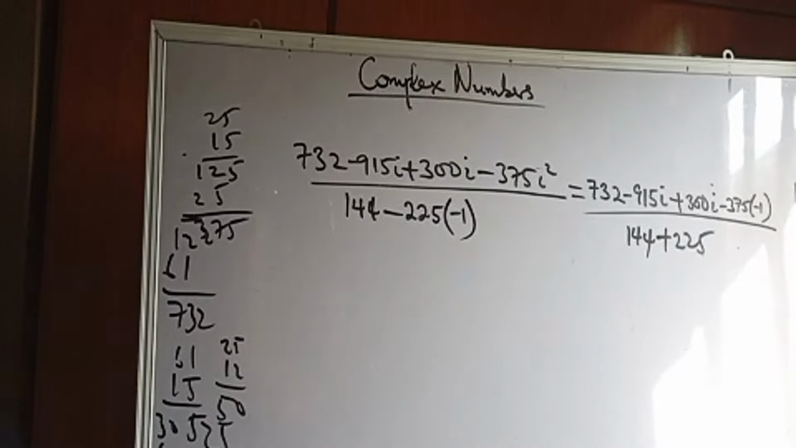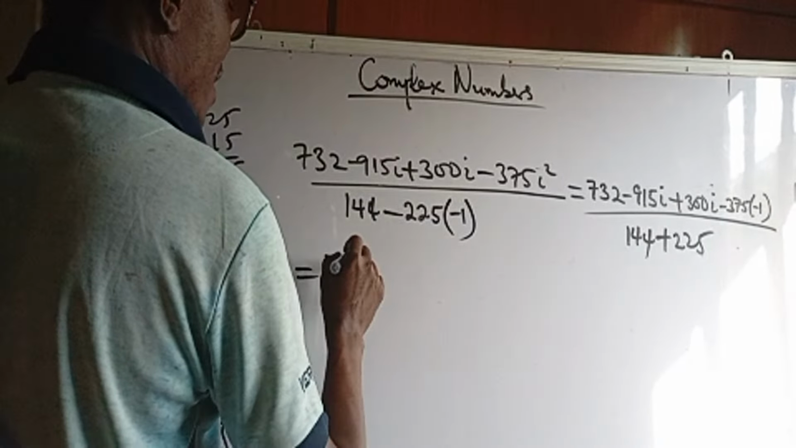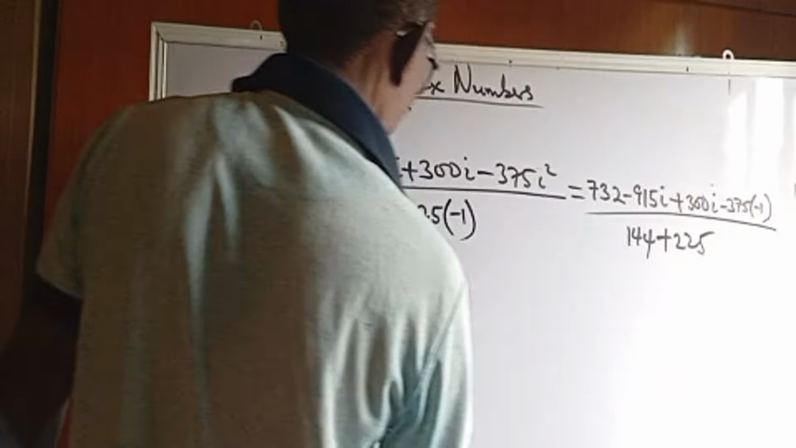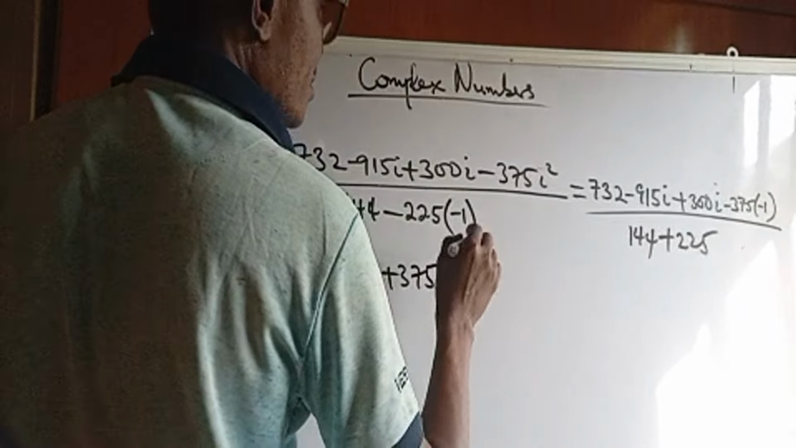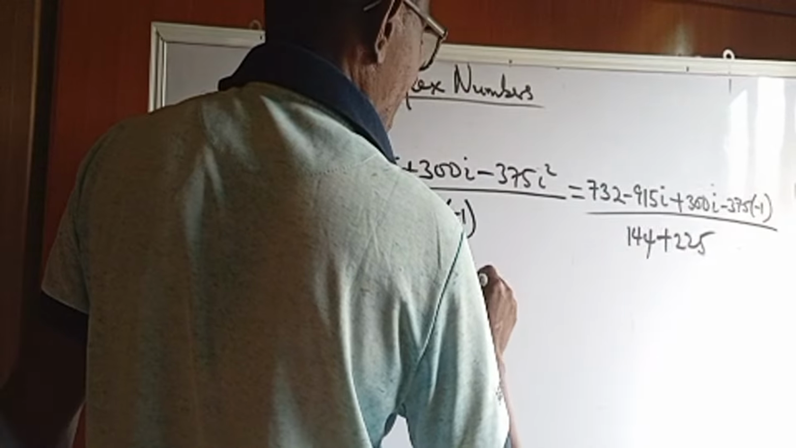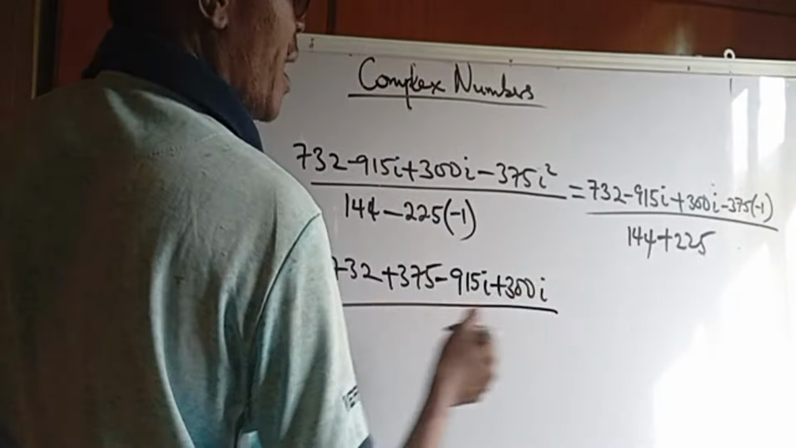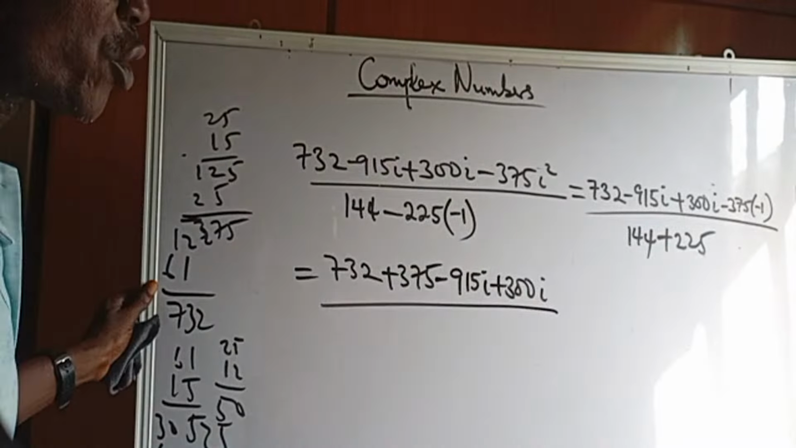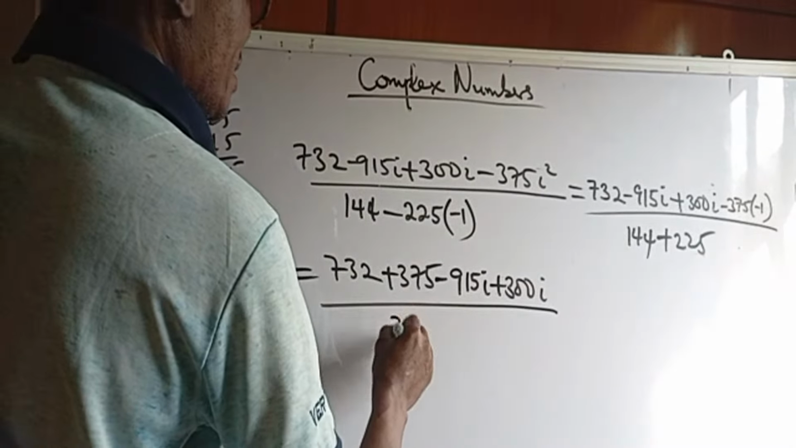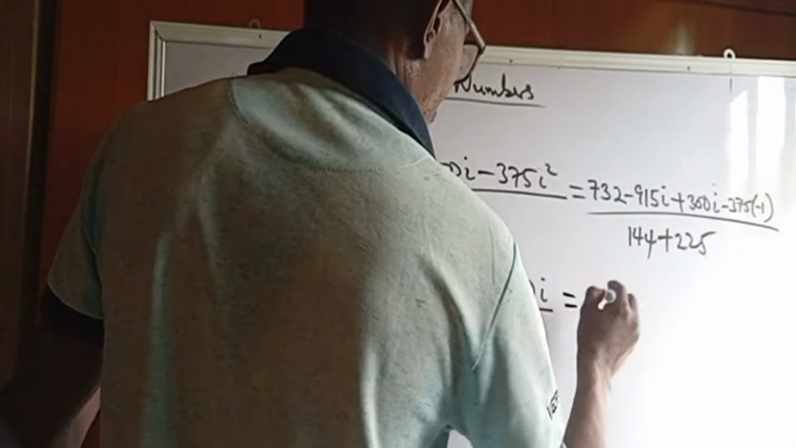Any confusion? Okay. Now let's collect like terms. This will be 732, this one minus 375 minus 1. That is plus 375. Yes. Okay. Then we have minus 915i plus 300i all over 144 plus 225. That is what? 369. I hope that is correct. Beautiful.